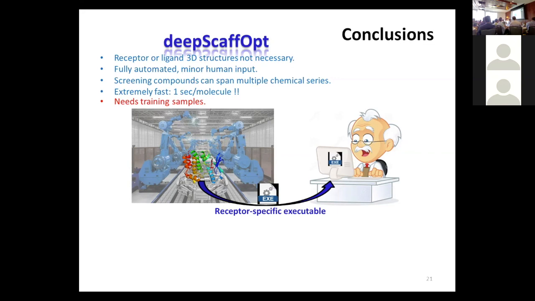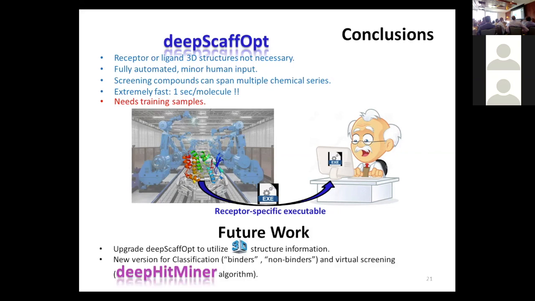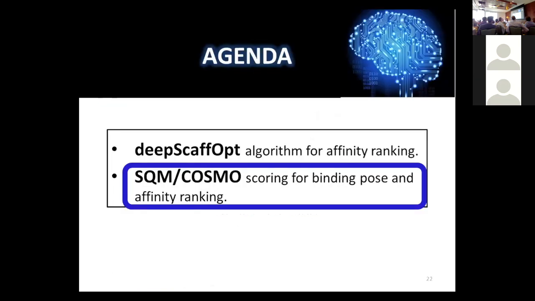My future plan for deepScaffOpt is to engineer a receptor-specific executable and give it to the user to be able to screen hundreds of molecules within a few hours. Future work also involves an upgrade of deepScaffOpt to utilize 3D structure information, which is much richer. And I also created a new version, which I call deep hit miner, that does classification of molecules into binders and non-binders. And it's more suitable for virtual screening.